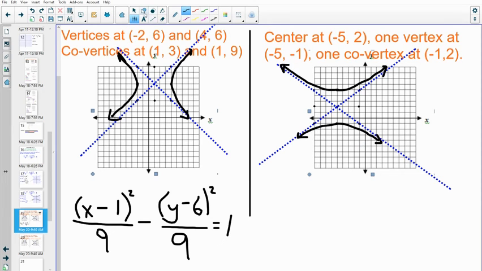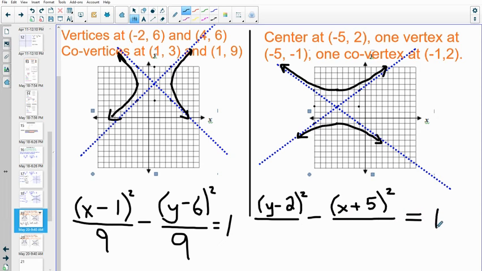Finishing up with the actual answer, because this graph is opening up and down, I will start with my y term, y minus the y coordinate of the center. It's 2 in this case, (y minus 2) squared over something. I'll think about that later. And then I've got x minus the x coordinate of the center, which is negative 5. x minus negative 5 is the same as x plus 5. So (x plus 5) squared over something will be equal to 1.